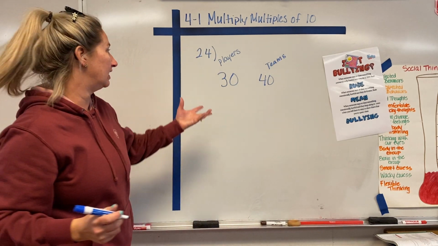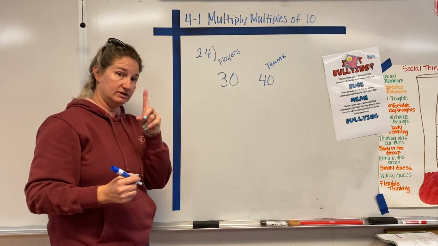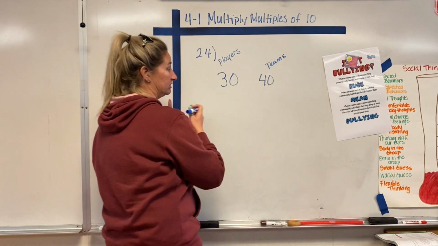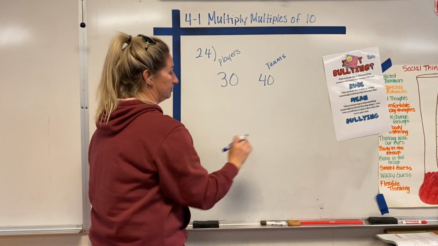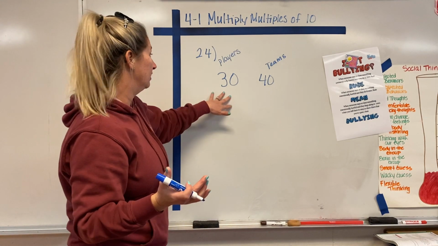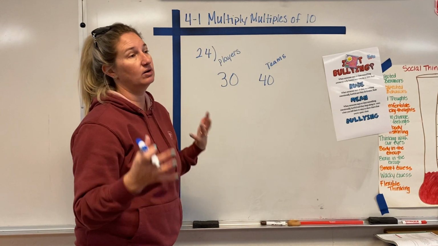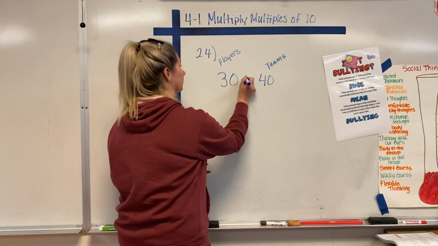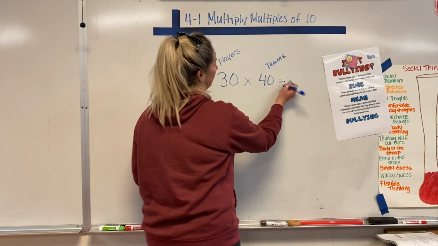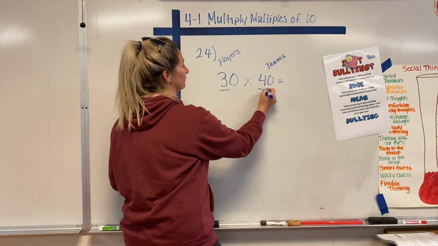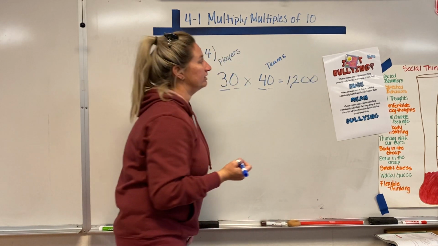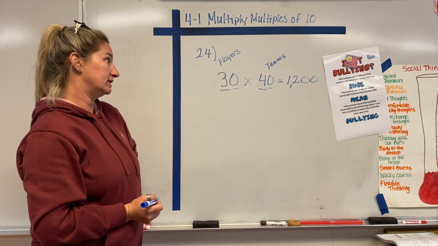Okay, so that's saying I've got 30 players on one team. And if there's 40 teams, and 30 players on each, I could either add up those 40 teams, 30 plus 30, 40 times, or I could just do 30 times 40, and use the method that we did today to figure that out a lot quicker. So 3 times 4 is 12, and my 2 zeros, so 1,200 players on 40 teams.